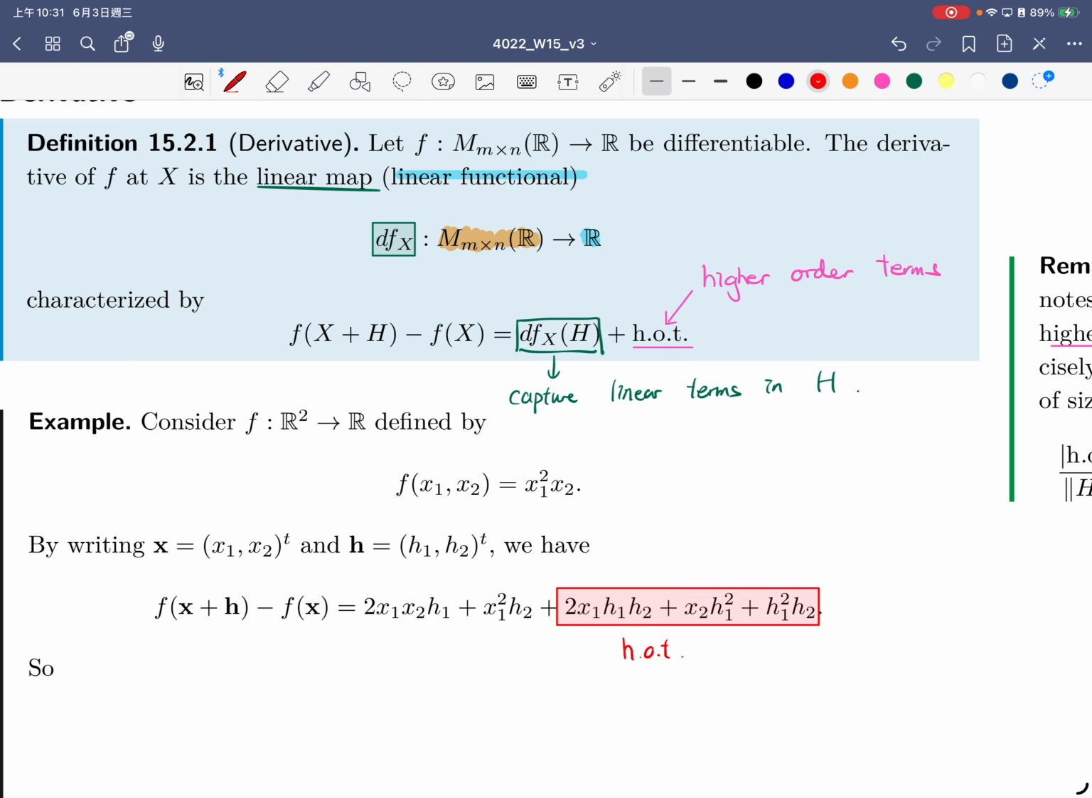So as a result, the first two terms are of degree 1 in h1, h2 only, with no products or anything. So that's why in this example, the derivative, I write df, and then the variable is x. And remember, this is a linear function. This linear function is given by the first two terms, so 2 x1 x2 h1 plus x1 squared h2.